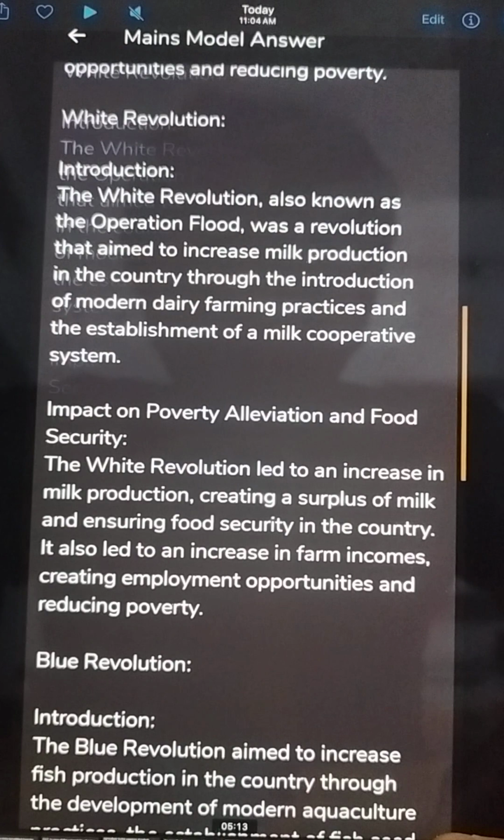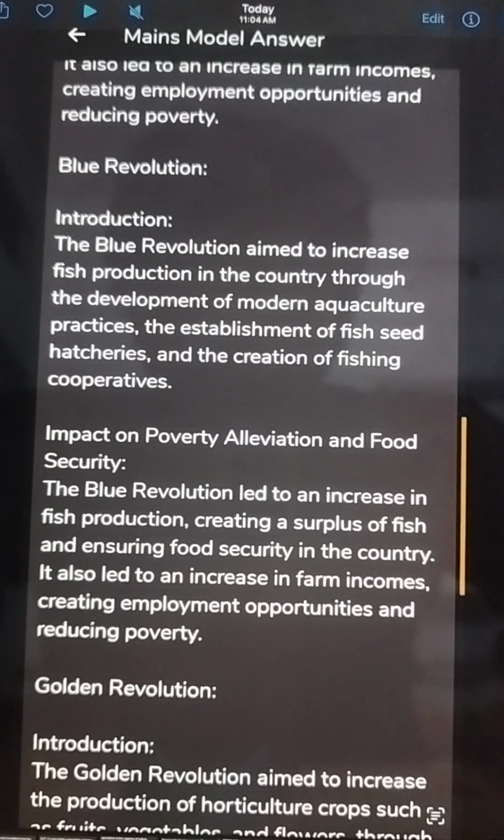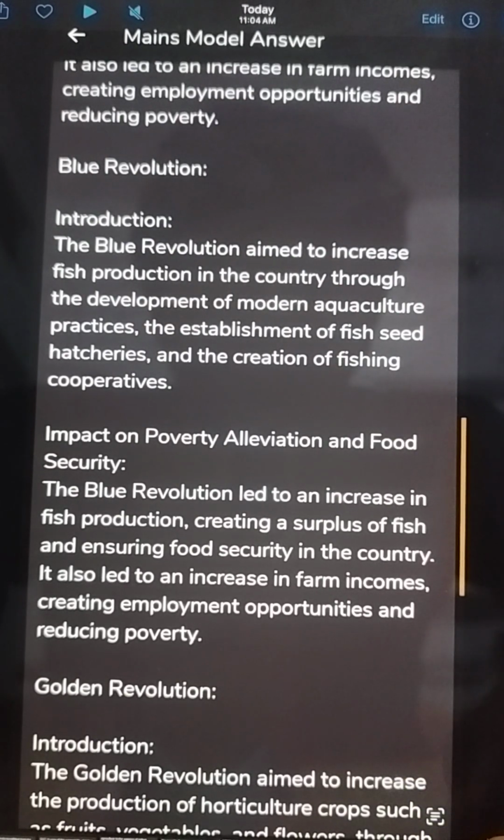Then the Blue Revolution. Introduction: The Blue Revolution aimed to increase fish production in the country through the development of modern aquaculture practices, the establishment of fish seed hatcheries, and the creation of fishing cooperatives. Then impact on poverty alleviation and food security: The Blue Revolution led to an increase in fish production, creating a surplus of fish and ensuring food security in the country. It also led to an increase in farm incomes, creating employment opportunities and reducing poverty.